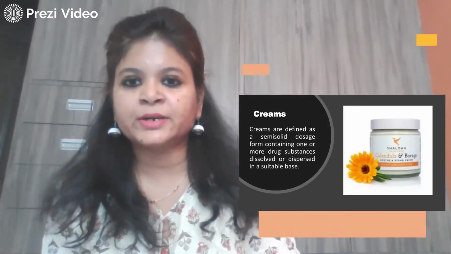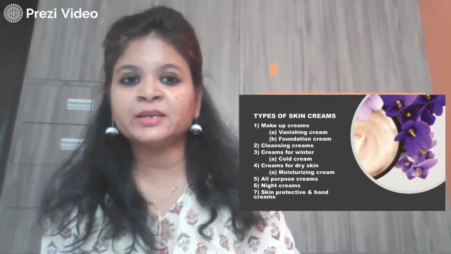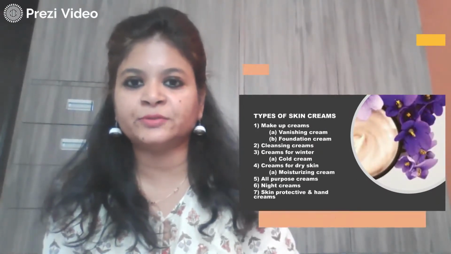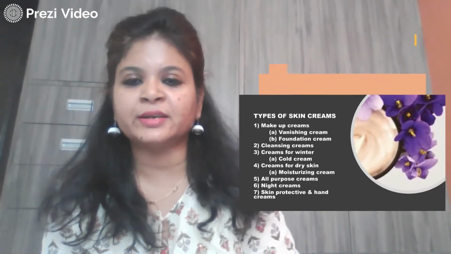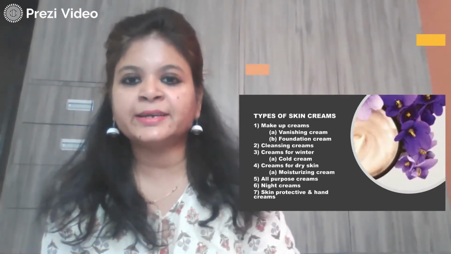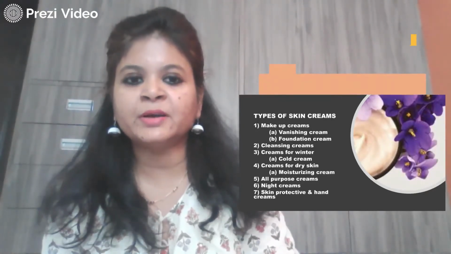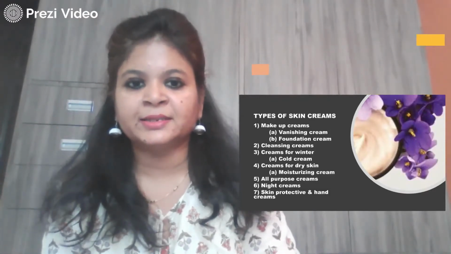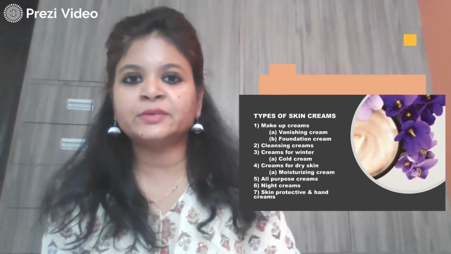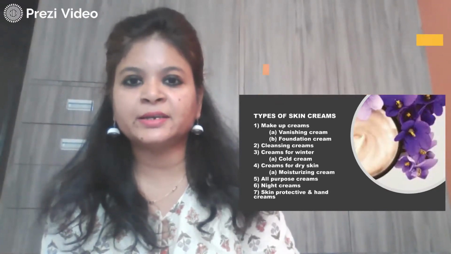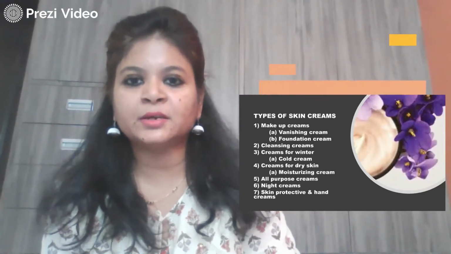So let us try to understand what the different kinds of creams are. Although there are so many creams, I have classified them into a few categories. For example, the first are the makeup creams. In this lie our vanishing creams and foundation creams. Second are the cleansing creams. Once the makeup has to be removed, it is done with the help of various kinds of cleansing creams. In the third category lie the creams used specifically in winters, because in winter we have more dry skin due to the weather and humidity conditions. You need special kinds of cream known as cold creams.